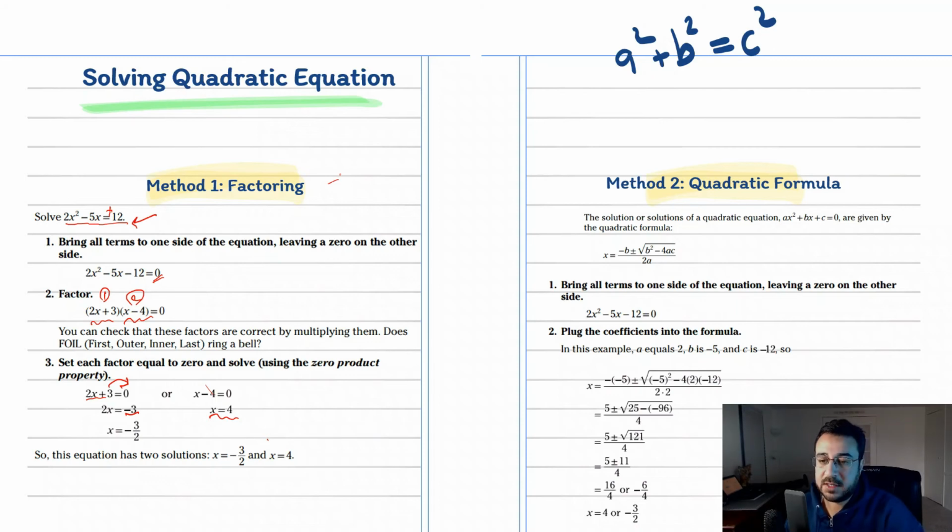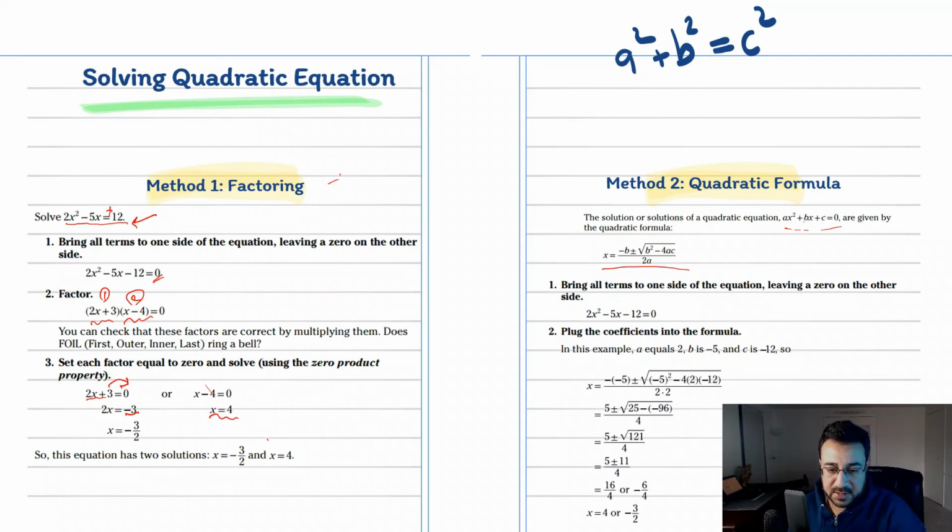So the solution of this equation is either x equals minus 3 over 2 or x equals 4. Moving to the next method, the quadratic formula. If we have an equation in this form, ax squared plus bx plus c equals 0, then we can use the quadratic formula to find the solution. In this case, the values of x equal minus b, which is the coefficient of x, or x to the power of 1, plus or minus the square root of b squared minus 4ac. The a is the coefficient of x squared and c is the constant in the equation, over 2a.